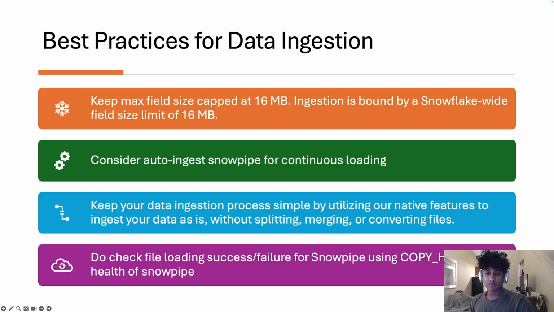Number four, set error limits for bulk loading. When bulk loading, use the error limit option. This tells Snowflake how many errors to tolerate before stopping the load. Without it, a single bad row could halt the entire process.